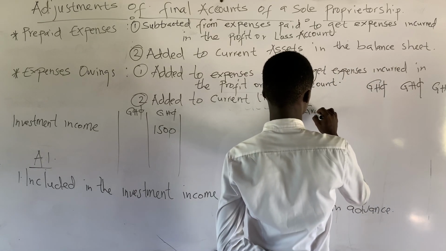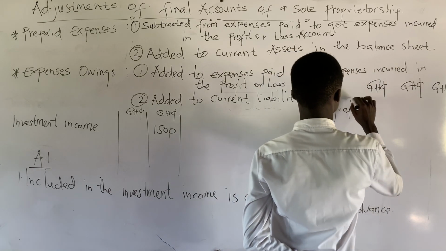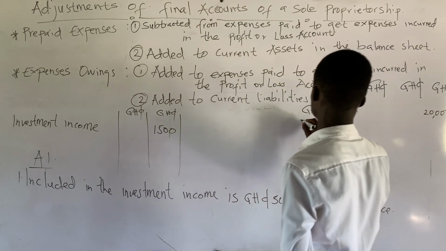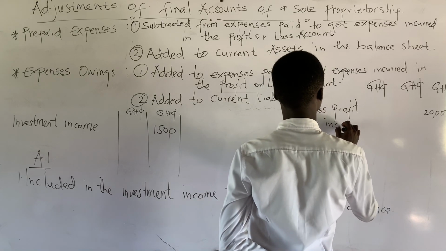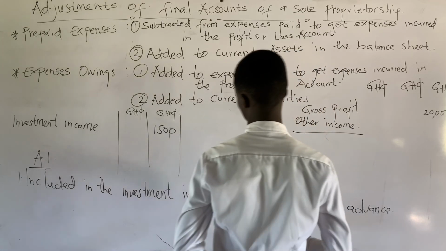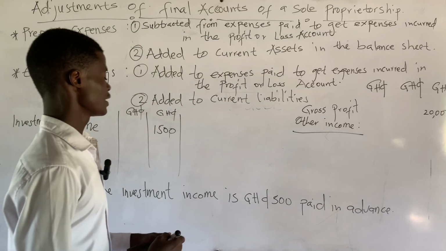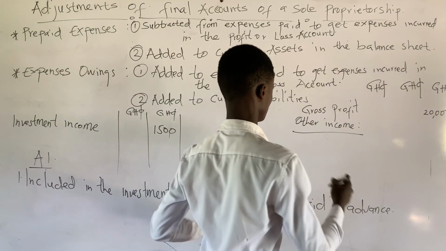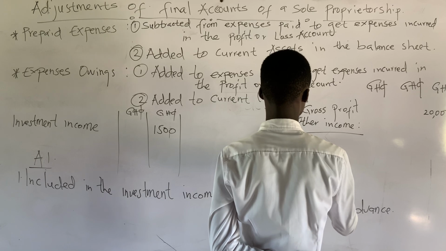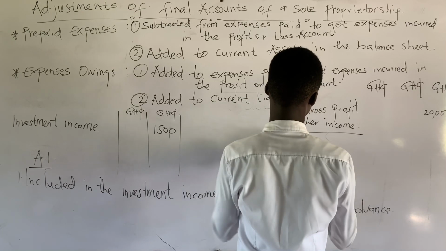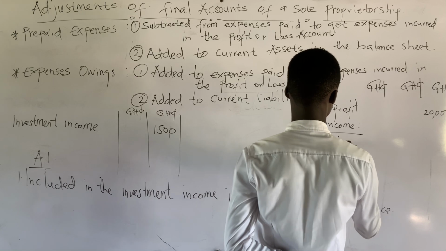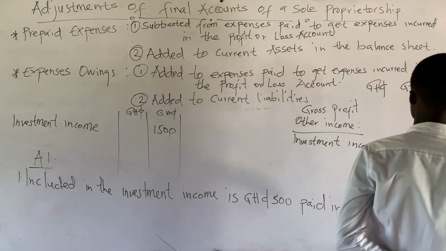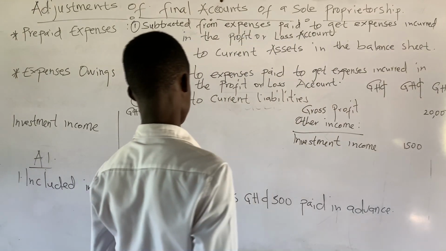And we have our gross profits of, let's say, 20,000. So you write other income. So you first bring the revenue on the trial balance because that's the revenue received. So you bring investment income of 1,500. Then you bring the one in the additional information.